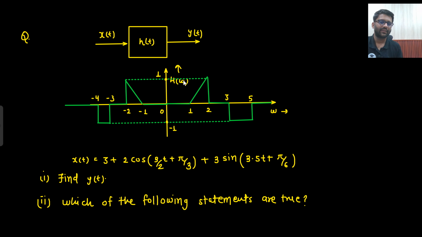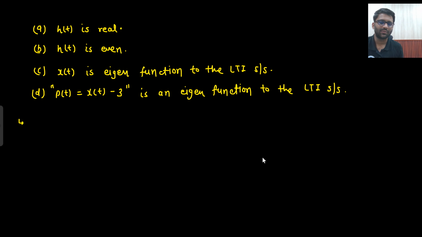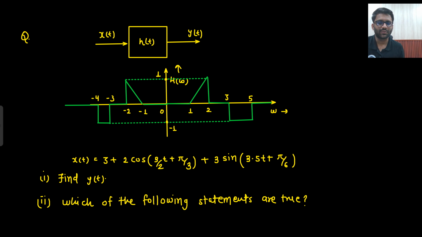Now we will solve this question. So this particular question is there. H of omega is given. That means surely h(t) is stable. This is the x(t). You need to find out the output y(t), and after that you need to tell which of the following statements is true. So these 4 statements are written. Which of them is or are true, that you need to tell. So first solve this question on your own.